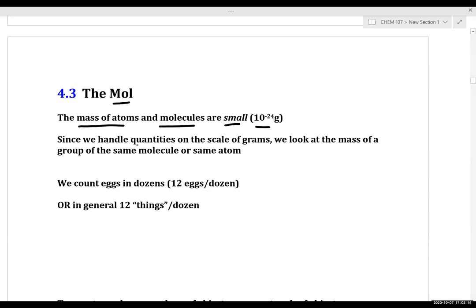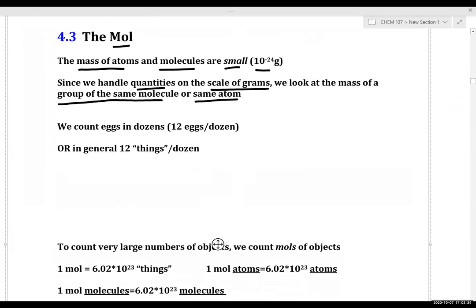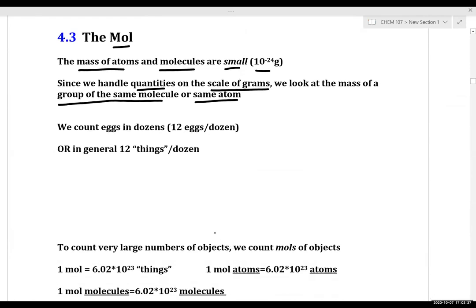Since we handle quantities on the scale of grams, rather than look at a single atom, we instead look at a group of atoms or a group of molecules. Now, to help us understand this analogy, we count eggs in dozens, right? This is a unit of counting. A dozen implies that we have 12 things per dozen.